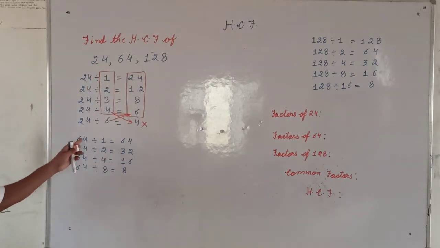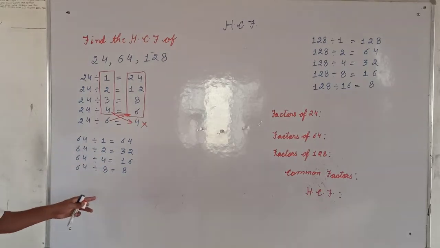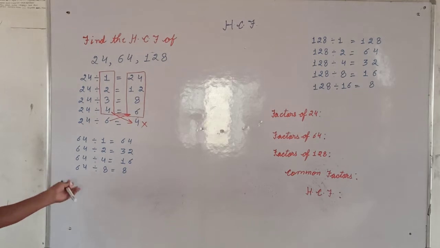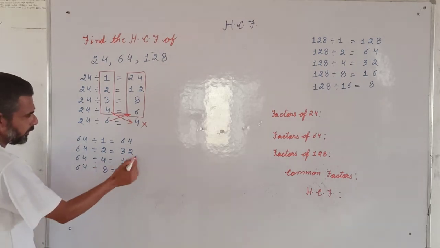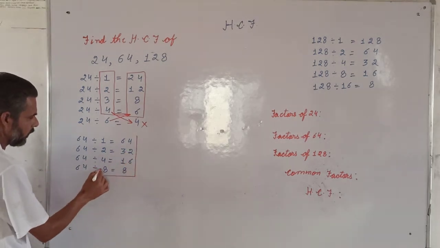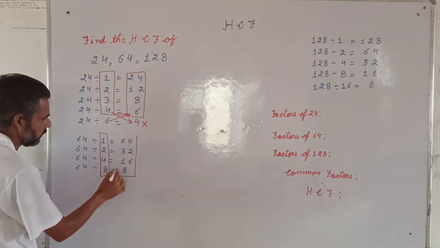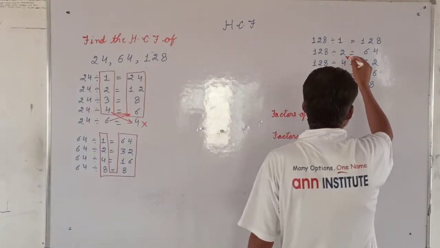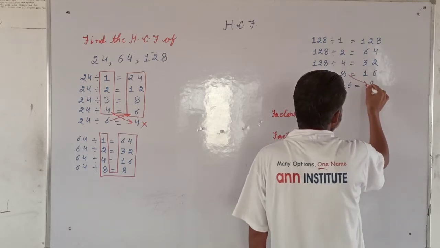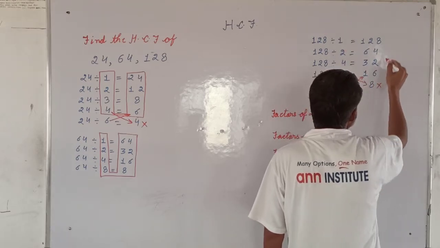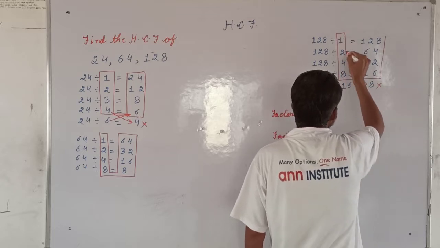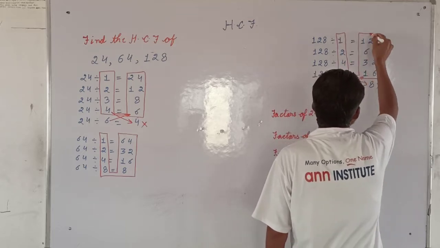In this box there will be all the factors. Similarly here, 64 divided by 1, 2. It cannot be divided by 3, then 4, then by 8. So 8 is being repeated. So you will stop here, and these will be the factors. Here again, for 128, 8 is being repeated here, 16 is being repeated here. So we will not proceed further, and these will be the factors.